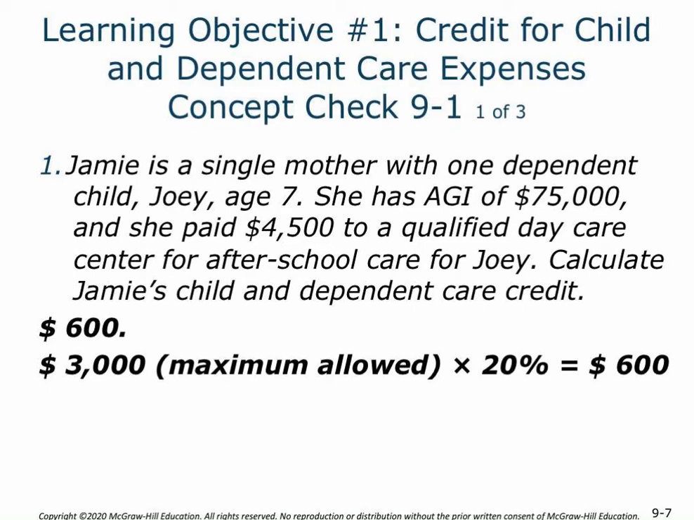So let's take a look at our first concept check. Here, Jamie is a single mother with one dependent child, Joey, who's under the age of 13 at age 7, so they are going to qualify. The adjusted gross income is 75,000, so we're going to be over the 43,000, looking at 20% for our percentage. And we paid 4,500 for the qualifying daycare, but we're going to be limited to 3,000 for the amount of expenses we can claim. So the way we'd calculate that is we take our limited qualified expenses at 3,000 multiplied by our percentage at 20%, and we'd get 600 for the child and dependent care credit.